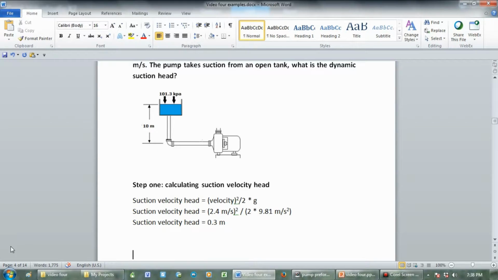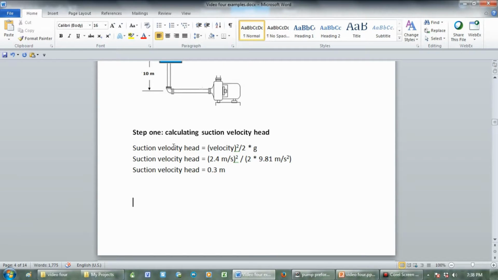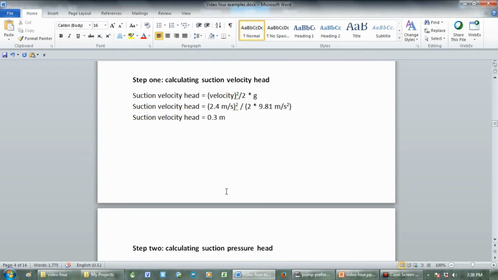Step 1, calculating suction velocity head. Suction velocity head equals the velocity squared divided by 2 times g. Suction velocity head equals 2.4 meters per second squared divided by 2 times 9.81 meters per second squared. Suction velocity head equals 0.3 meters.